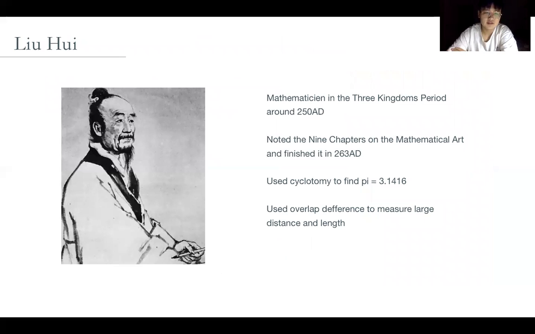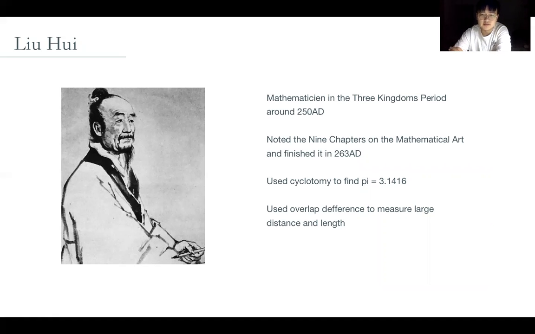Now let's have some talk on Liu Hui, a famous mathematician in the Three Kingdoms period, around 250 AD. As I mentioned before, he annotated the Nine Chapters on the Mathematical Art, and he was the last one who annotated it. So we can say that Liu Hui finished it in 263 AD.